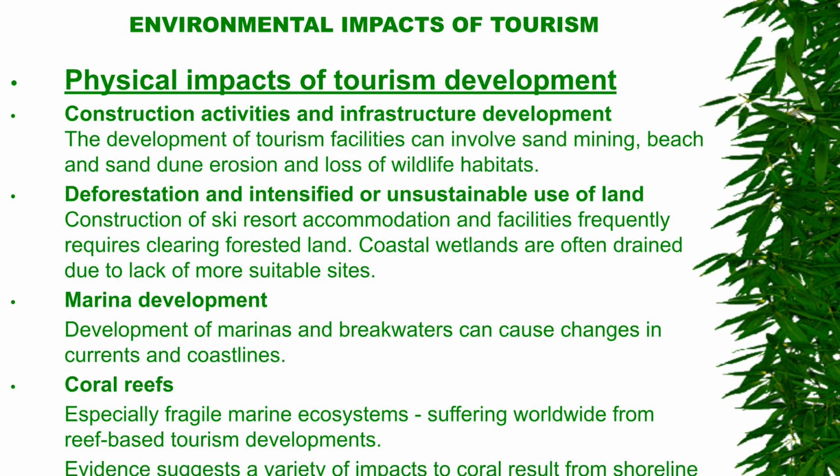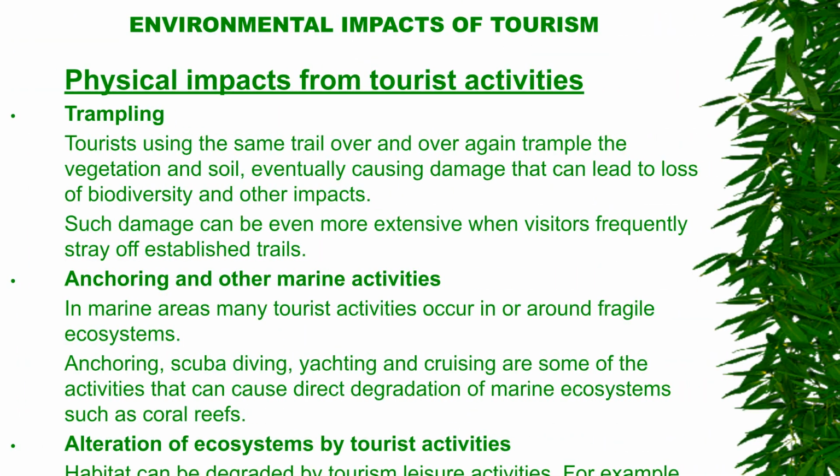Deforestation for ski resorts and drainage of coastal wetlands also occur. Marina development alters currents and coastlines. Coral reefs suffer from shoreline development, sediment, pollution, and trampling. Physical impacts from tourist activities include trampling, which damages vegetation and soil, leading to biodiversity loss. Marine activities like anchoring and scuba diving degrade ecosystems, such as coral reefs.